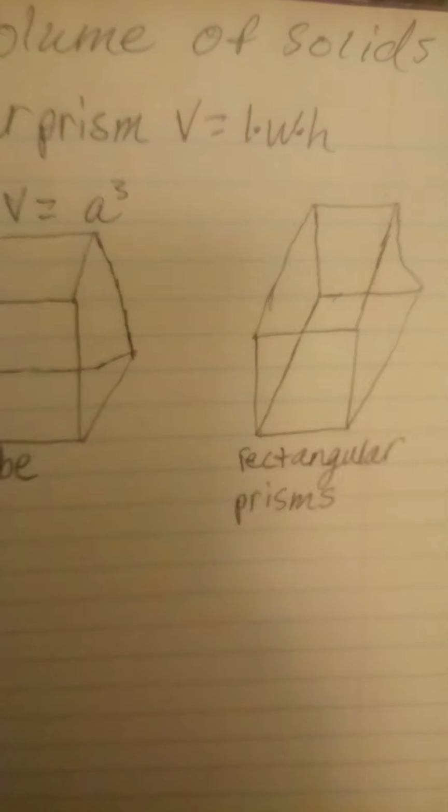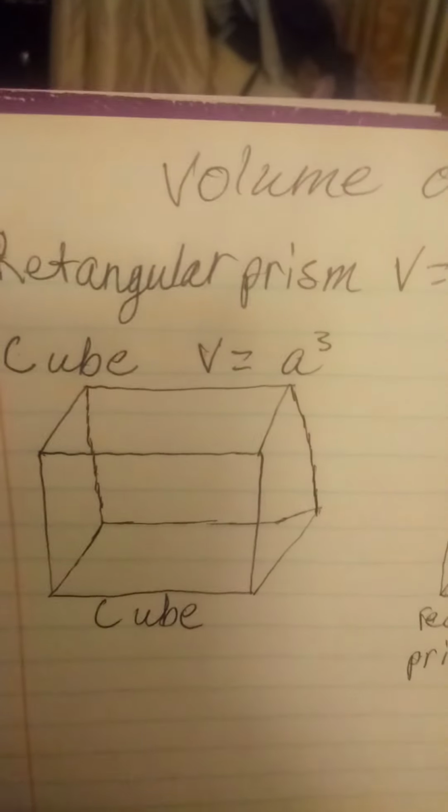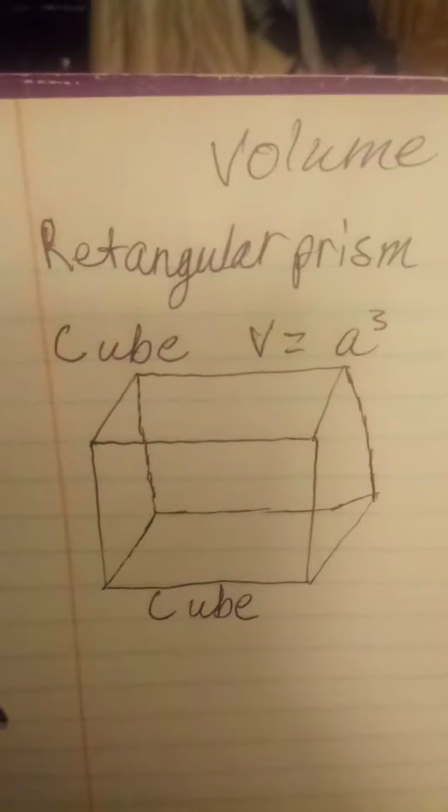So today we are going to find some problems here. We are going to solve them. So here's our first example. We have to find the volume of this rectangular prism.